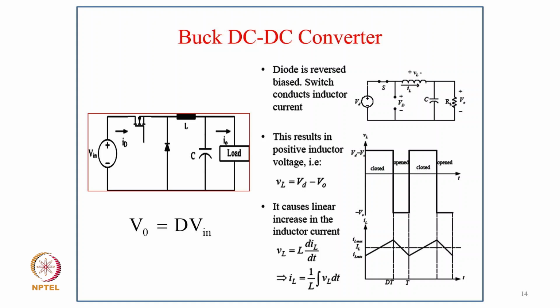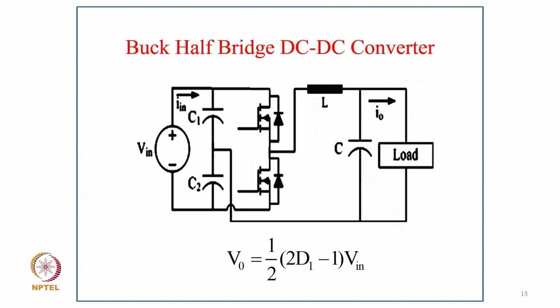If you look on the right side, first we keep the switch on. In continuous conduction mode there are typically two modes. The first one is when the switch conducts, as you can see in the circuit. The diode becomes reverse biased and the switch conducts, the inductor current increases, and this results in a positive inductor voltage VL equal to Vd minus Vo, as you can see in the waveform also. It causes a linear increase in the inductor current, VL equal to L di by dt. So you can say in this case IL becomes 1 upon L integration of VL dt.